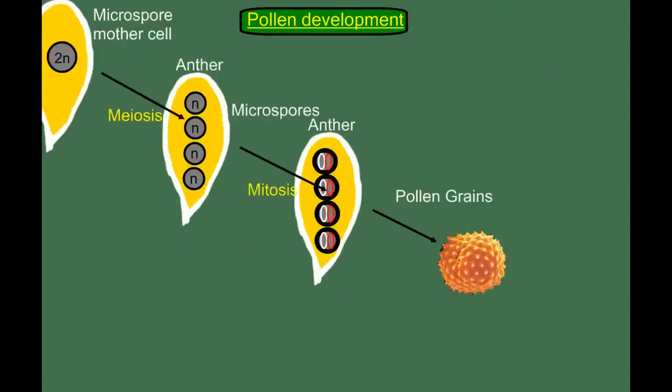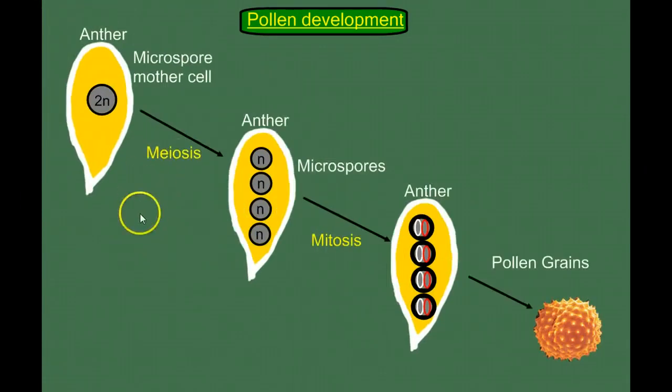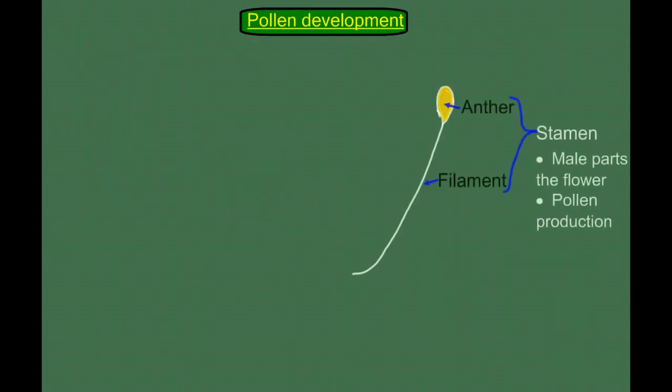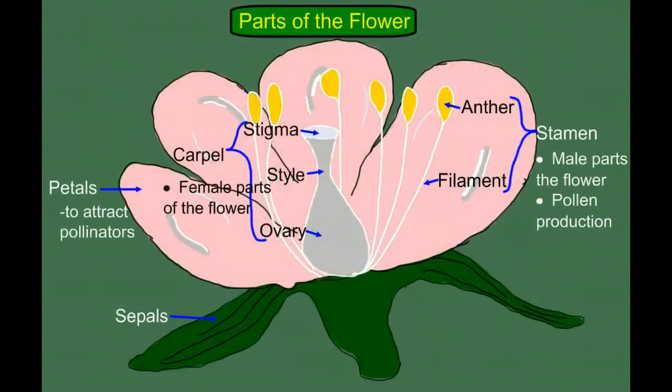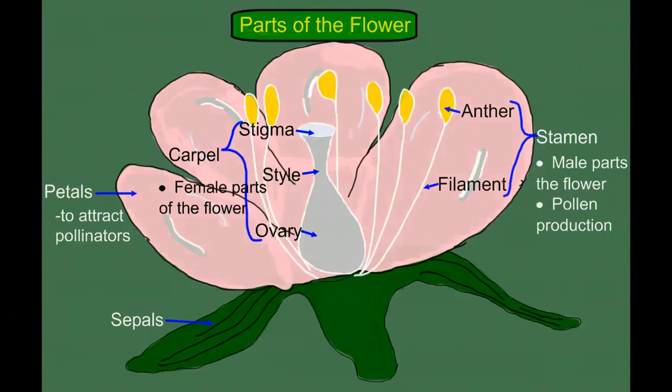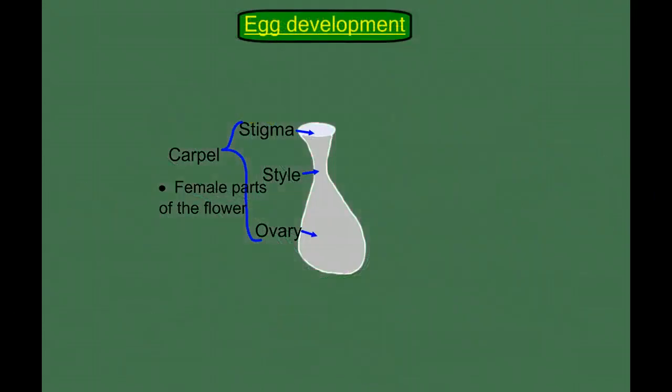So here's a look at the whole process of pollen development inside the anther. The microspore mother cell undergoes meiosis to make the haploid microspores, the microspores developing into the pollen grain. All that happening in the stamen. Now, let's get back to our flower. Now let's look at what's happening on the female side of things, inside the carpel.